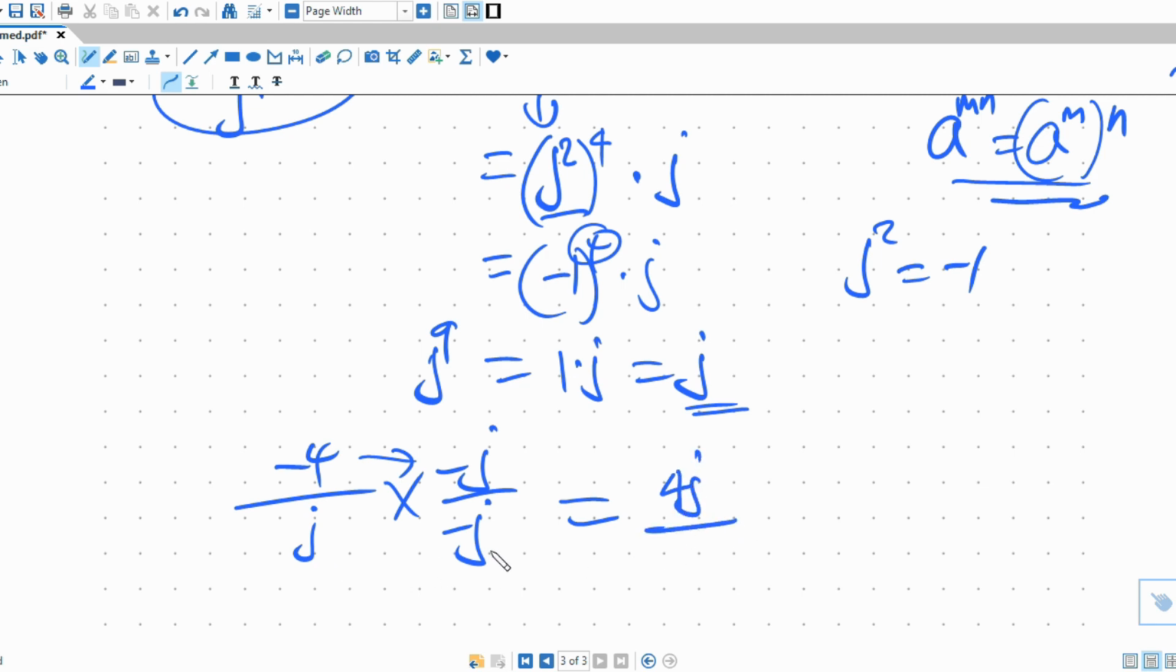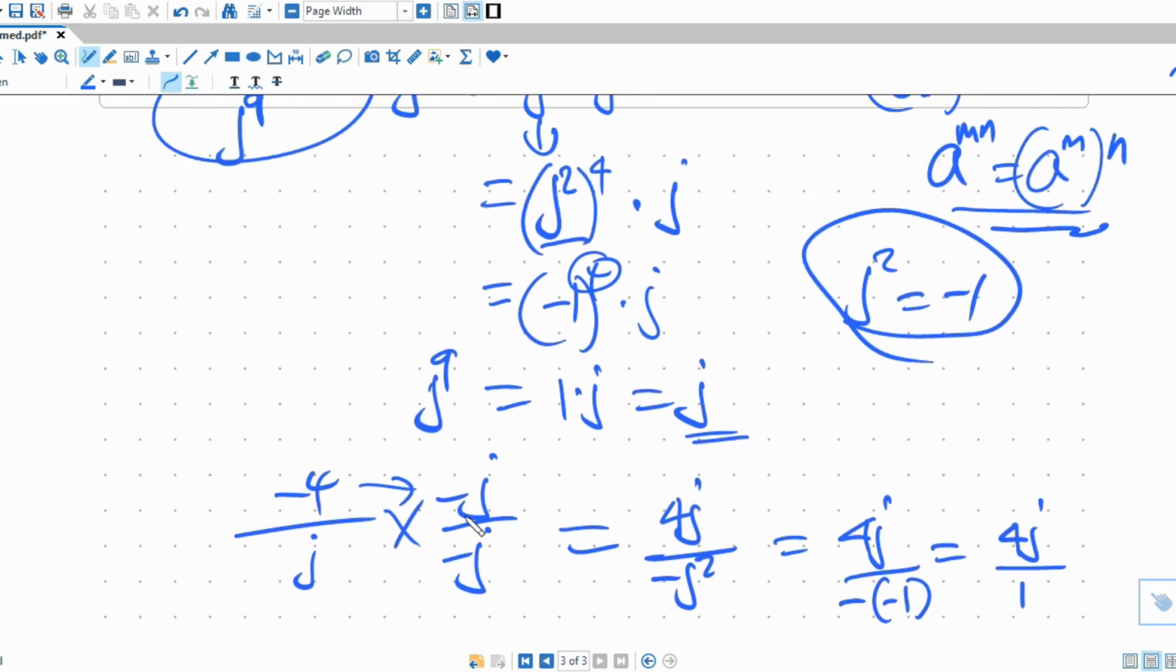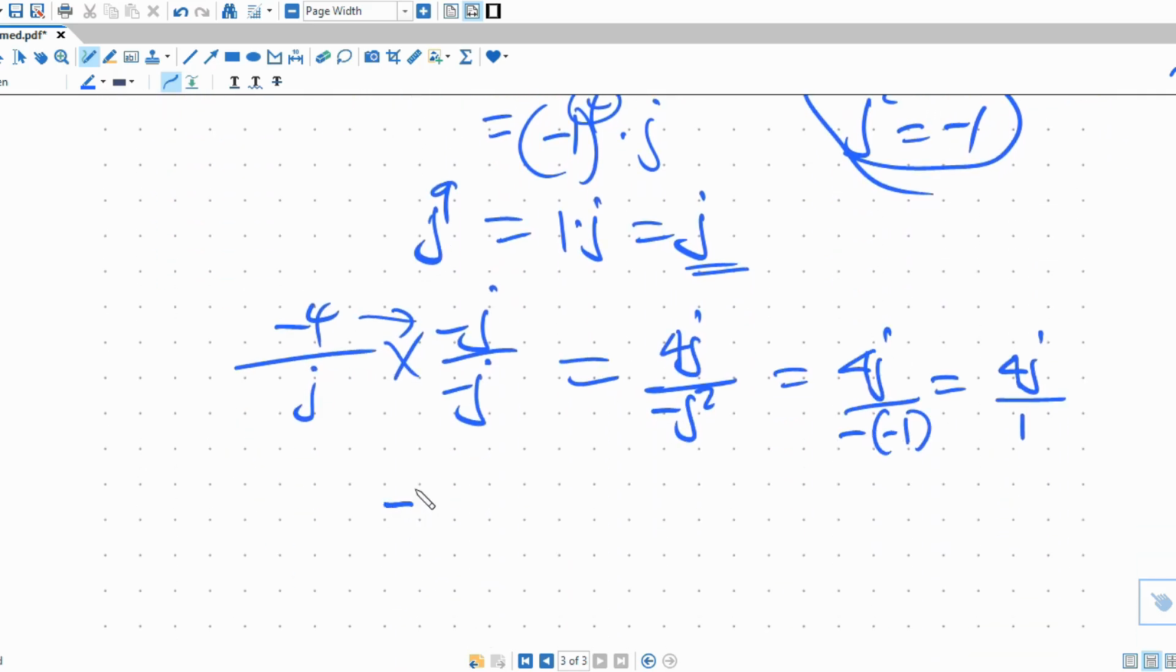and j times -j is -j squared, right? So this becomes 4j over negative brackets -1, because j squared is -1. This one simply reduces to 4j divided by 1, positive, right? Therefore, the expression -4 over j raised to 9 is simply equal to 4j.